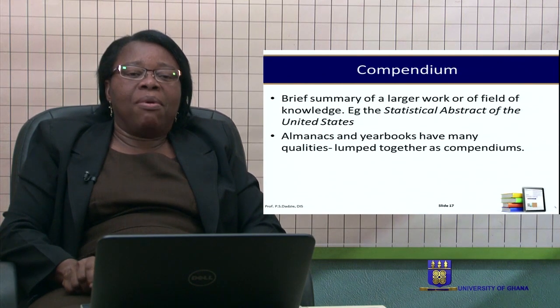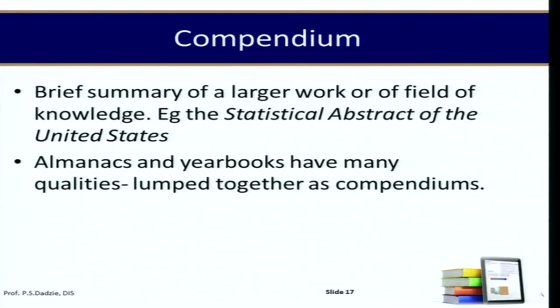Now, the last type of fact source we'll look at is a compendium. Compendiums carry brief information of a larger work. So almanacs and yearbooks have many qualities. They have all been lumped together as compendiums.